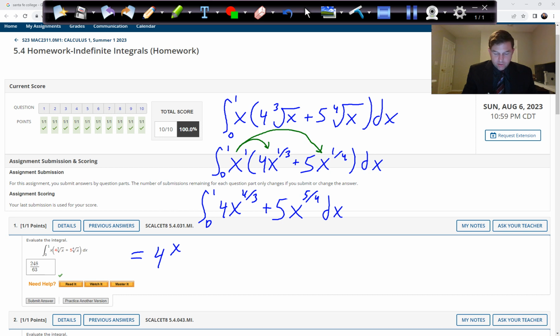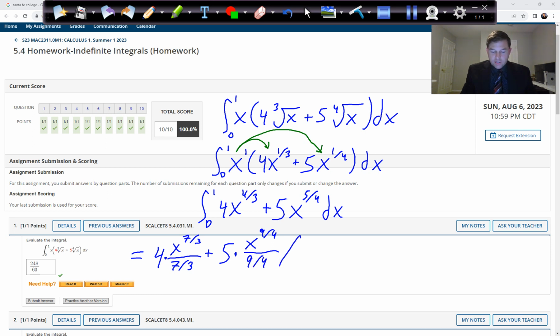Now we will use our power rule for integrals, which says add 1 to the power and divide by the same number. Adding 1 to 4/3 would be like adding 3/3 to 4/3, which gives us 7/3. And then we divide by that same number, 7/3. Notice the 4 is out front here. Then we get 5x to the 5/4 plus 1, which is the same as 4/4. So it's 9/4, divided by the same number, 9/4.